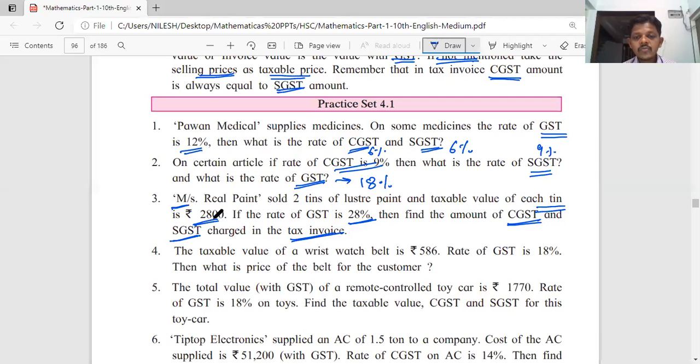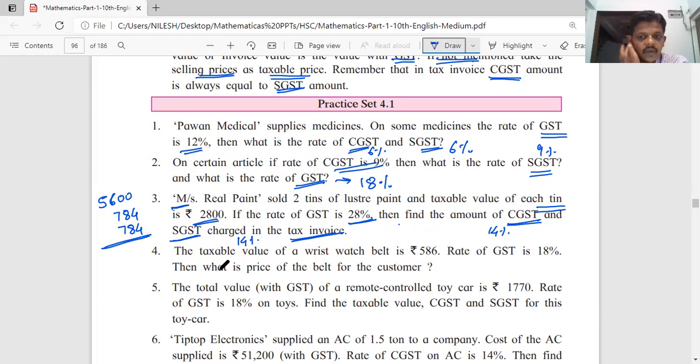Yes. 2,800 rupees for each tin. So two tins, amount becomes 5,600. GST rate is 28%. So your CGST amount was 14%, SGST charged was 14%. 14% of 5,600 gave you 784. This much was asked.